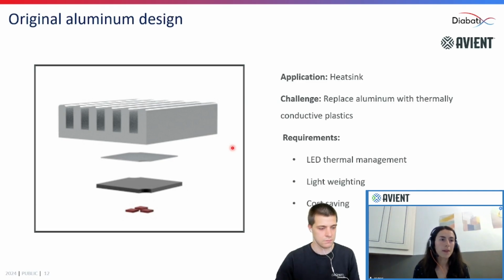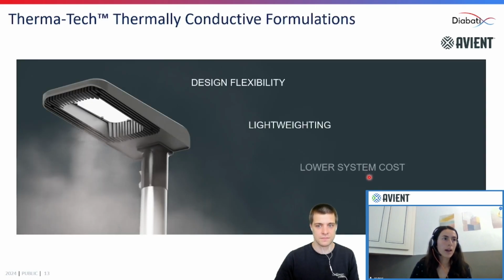So of course, it's never only about heat dissipation. We have other requirements for the application, like lightweighting and cost saving. And this is where the thermoplastics that are thermally conductive can really play a role. With thermally conductive formulations, we have a lot of design flexibility, lightweighting, lower system cost, and also fewer steps in the process compared to an aluminum heatsink, for example.